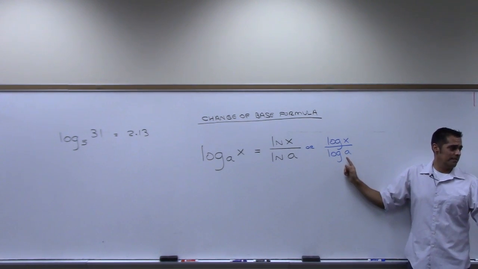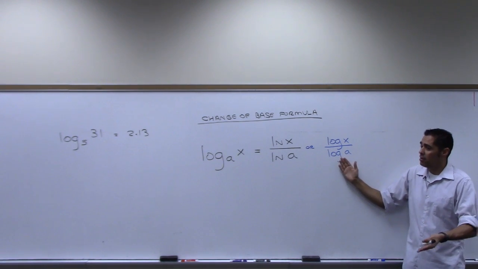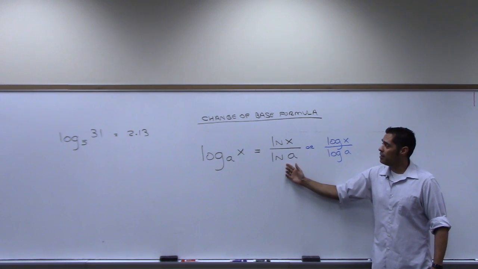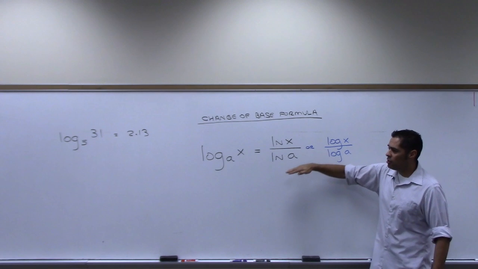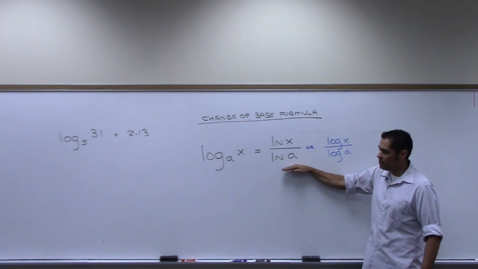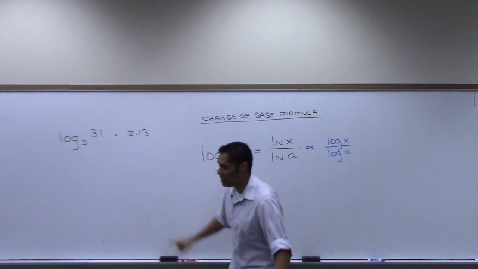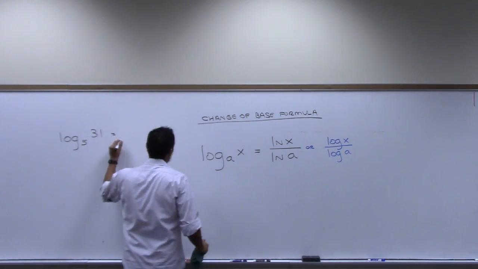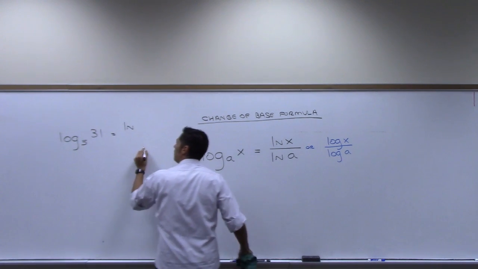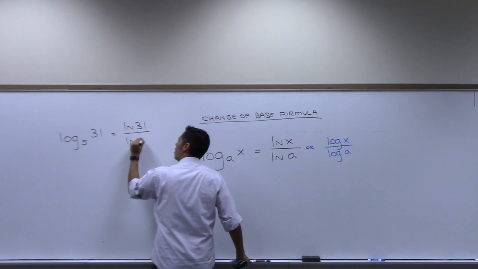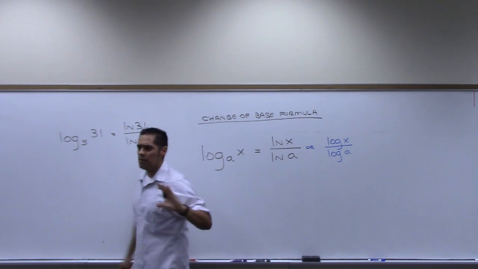If you don't have a log key on your calculator, you can use this one. So I want everyone to try this. Please keep in mind, you're going to have to do two computations: the natural log of something divided by the natural log of something else. So for this one, to get this answer that Helen gave us of 2.13, we need to type into our calculators natural log of what? 31 divided by natural log of 5.